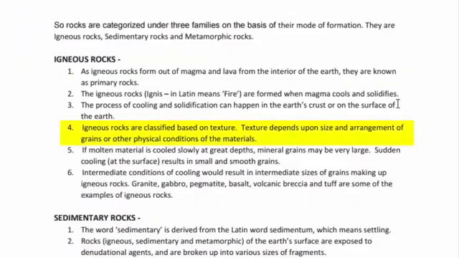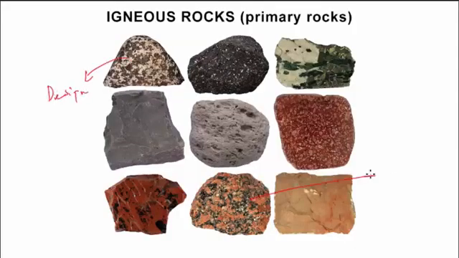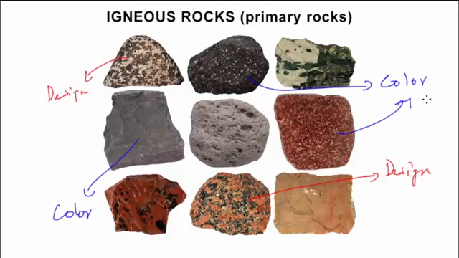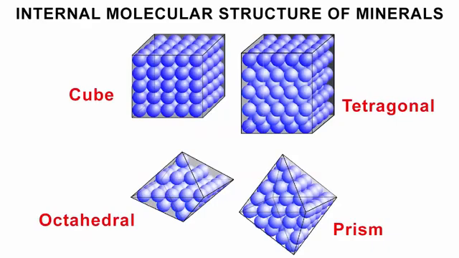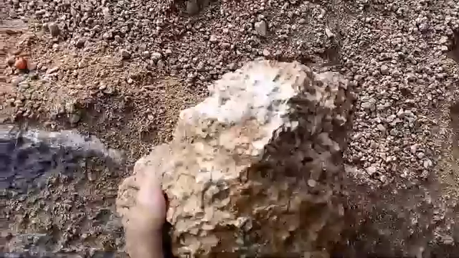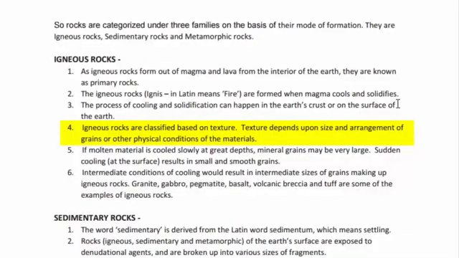Igneous rocks are classified based on texture. When we say texture, we mean something like this. Look at the color as well as design pattern. And this texture depends upon size and arrangement of grains or other physical conditions of the materials. So if you remember, while reading about physical properties of minerals, we read that the external shape depends upon the molecular arrangement of crystals within. So rocks are these tiny soil debris packed together, and depending upon these debris, the color of the grains and overall external look will be dependent on it.